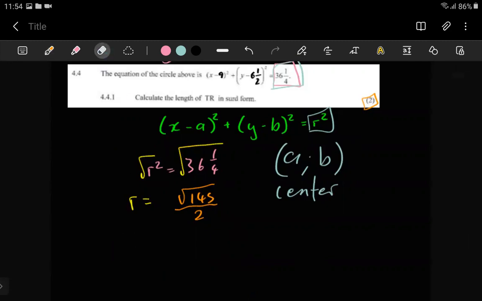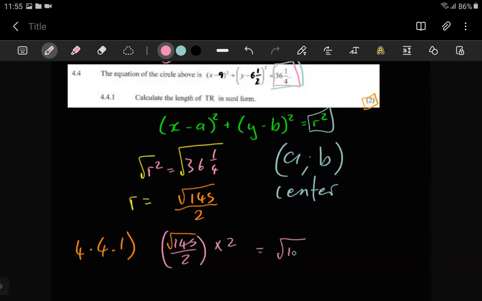4.4.1 is giving us square root of 145 over 2 times 2, because it's a radius doubled, of which this is going to give you just square root of 145, like that. Yeah, that's what TR is.